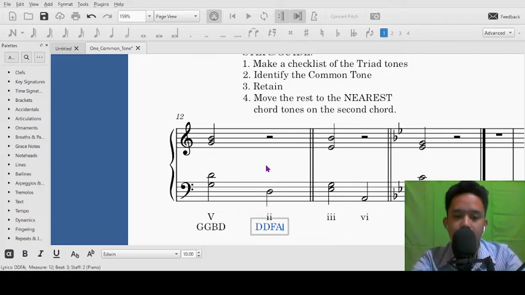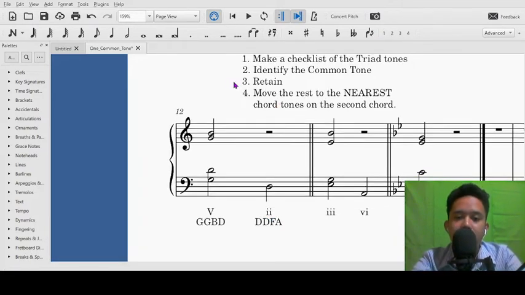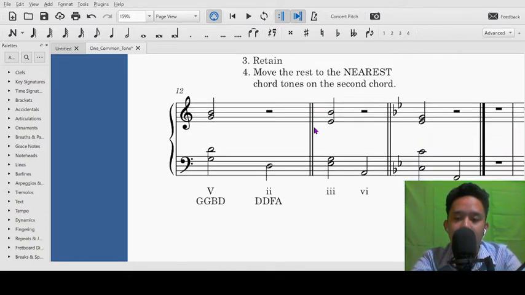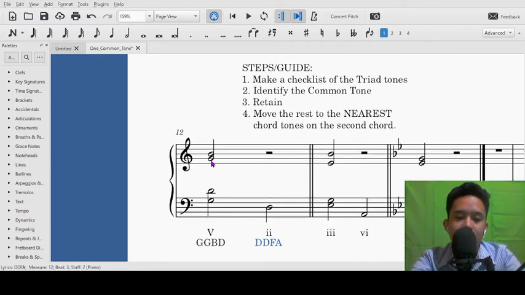After making a checklist, now we can identify what their common tone is. As you can see, both of them have the letter D. So we will find the letter D on the first chord.